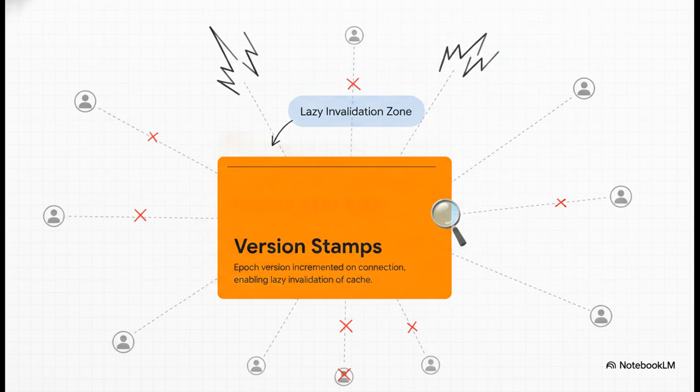The elegant fix for this? Version stamps. We simply store a version epoch number on each user's record. When they make a new connection, we just increment their specific version number. Any cached entries floating around with older version numbers are now officially considered stale, and they get lazy invalidated the next time someone tries to read them. It's brilliant. Problem solved, and no thundering herd.